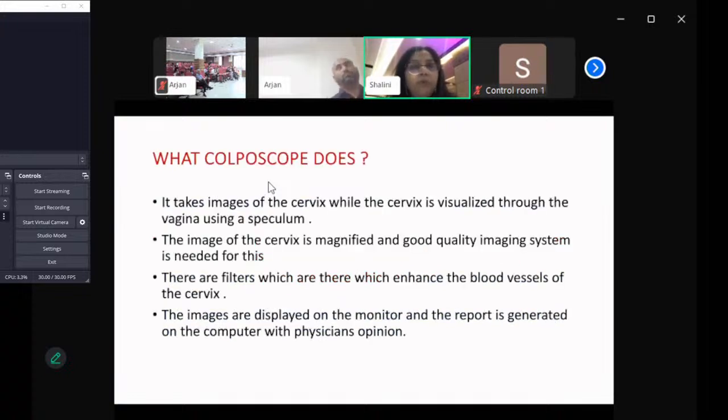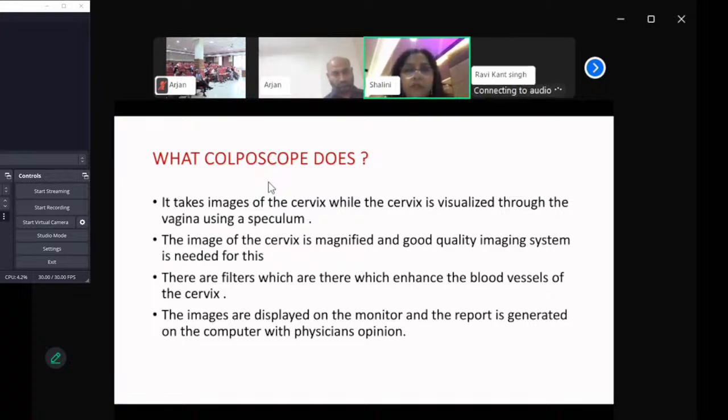Now, we have to understand what the colposcope does. It takes images of the cervix. The cervix is the mouth of the uterus. It takes images of the cervix while the cervix is visualized through the vagina using a speculum. A speculum is something which retracts, which pushes the walls of the vagina so that the cervix can be visualized.